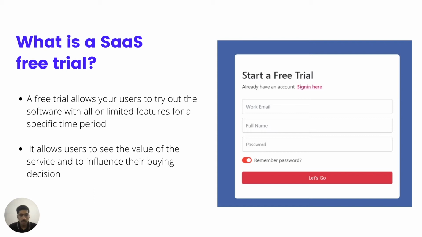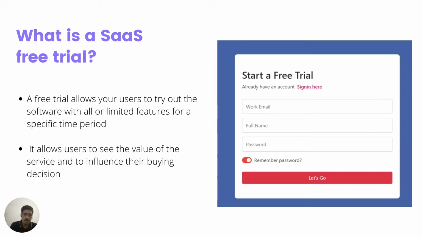You provide your software for users to use with entire features, or with limited or unlimited features, for a specific period of time. It might be 7, 14, 21 or 30 days of free trial. This period allows the software users to see the value of the services and whether it's influencing their buying decision or not. If your free trial satisfies the software user and the user is getting the proposed value, there's a chance of converting that particular account holder, or free trial user, to a premium user.